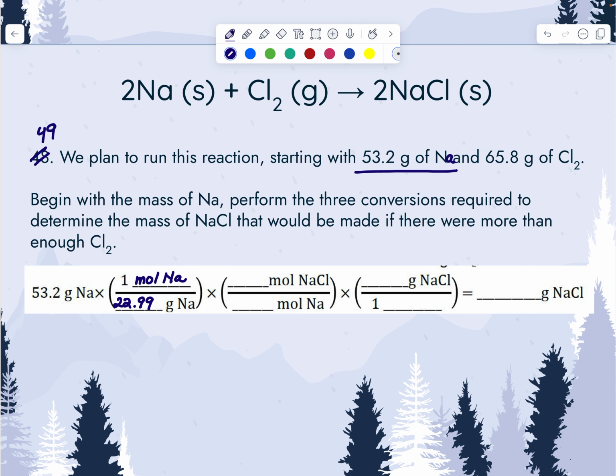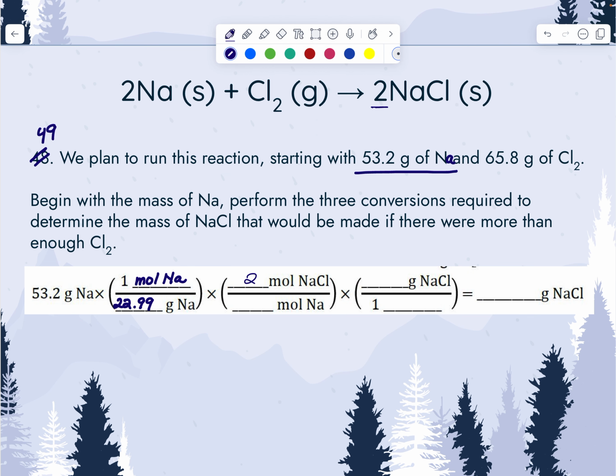And then according to the balanced chemical equation, 2 moles of NaCl will require 2 moles of sodium. And then the question is asking for grams of sodium chloride, so I have to convert from moles to grams. And put this in my calculator, 3 significant figures here, I get 135 grams of sodium chloride. So what did I just figure out? If I use up all the sodium and I have unlimited chlorine, I can make 135 grams of sodium chloride.